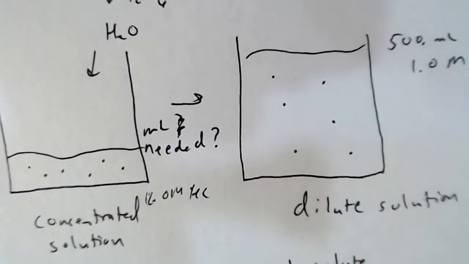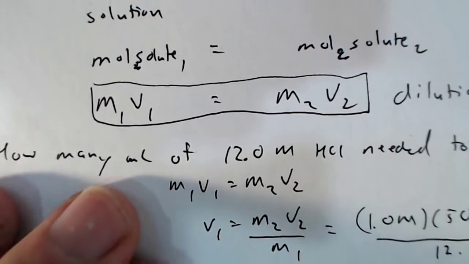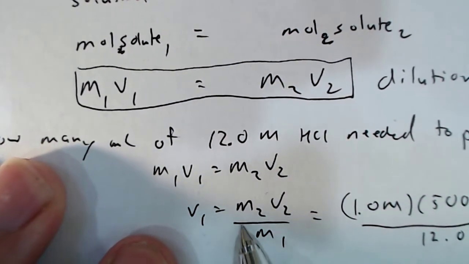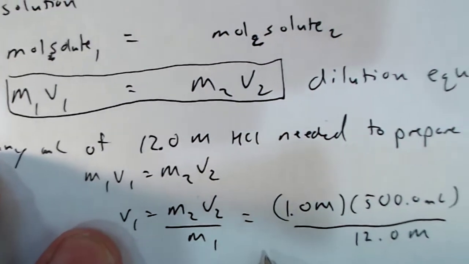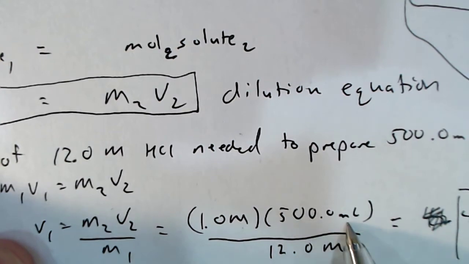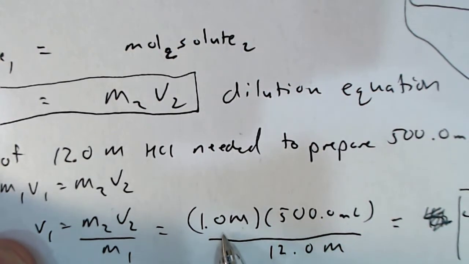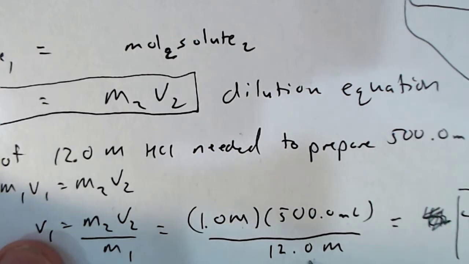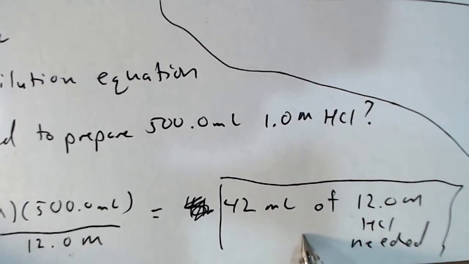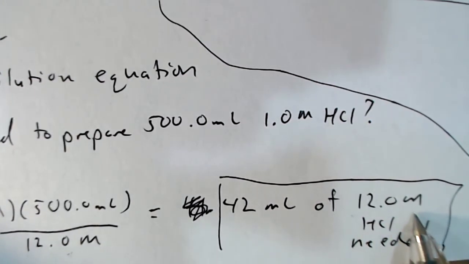All right, so that's V1, the original solution. So take this equation and manipulate for V1. It's equal to M2 V2 over M1, and then plug in that final volume, 500 milliliters, and that final molarity, 1 molar, and the original molarity, M1, 12 molar. And so you can calculate that you'll need 42 milliliters of this original concentrated 12 molar hydrochloric acid solution.